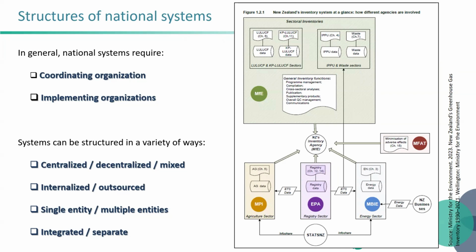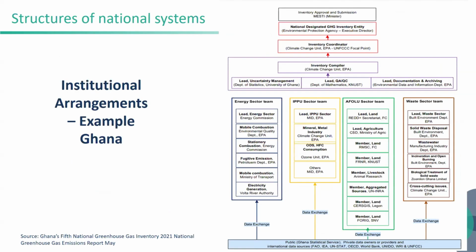Systems can also be run internally by government staff or outsourced to, for example, external consultants. They can be sector-wide or split by sector. They can also be integrated into national systems or operated independently. So here is just a very quick example from Ghana's institutional arrangements.